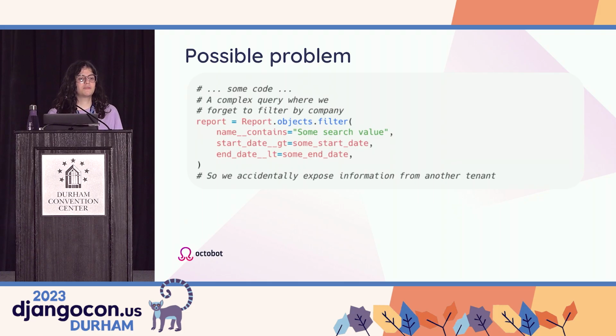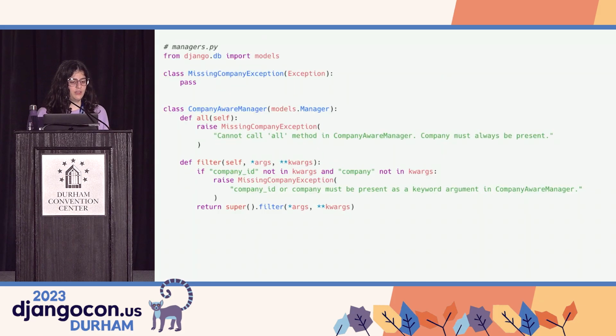Depending on the scenario, that can be a kind of bad bug, or a really, really, really bad bug, and we don't want it. So we found ourselves not all the time making these kinds of mistakes, but every now and then they would pop up. And we thought maybe we should try to fix this somehow. So we implemented this company-aware manager. It does just two things.